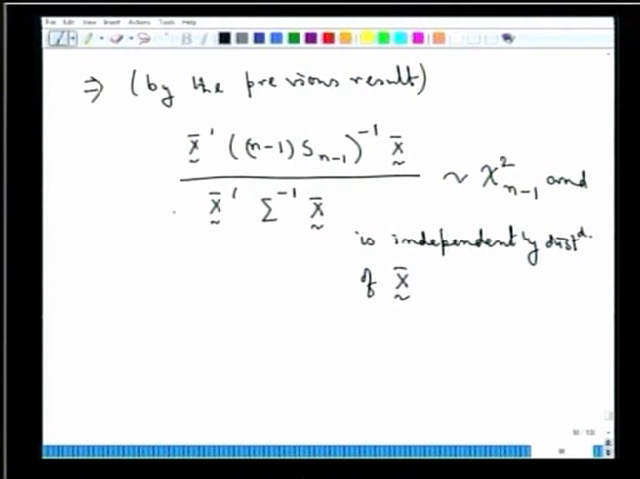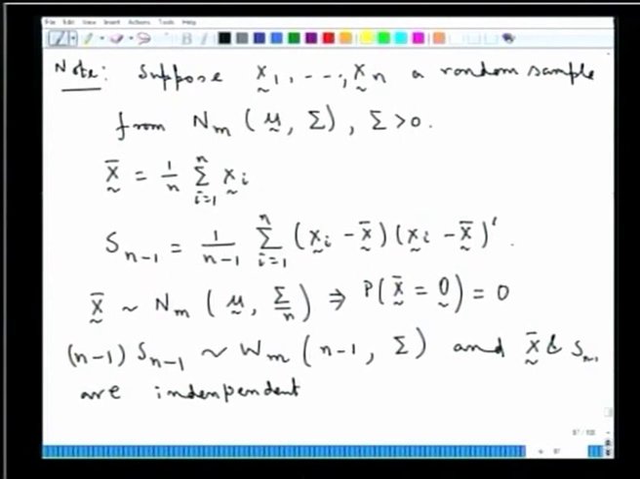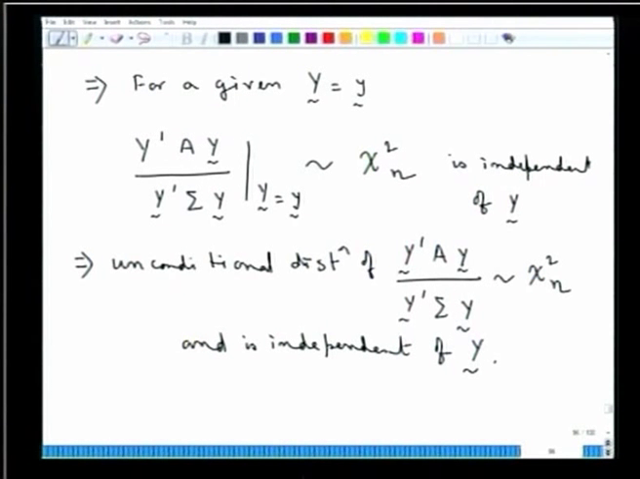So one can simplify this and write this as n minus 1, so that this would be, oh, there is no inverse there. By the previous result, of course the next result is going to involve the inverses. So this is going to be just x bar transpose n minus 1 S_{n-1}. That is going to have a chi-square distribution, because let me just go back one slide, what we have is y transpose the Wishart matrix here y.